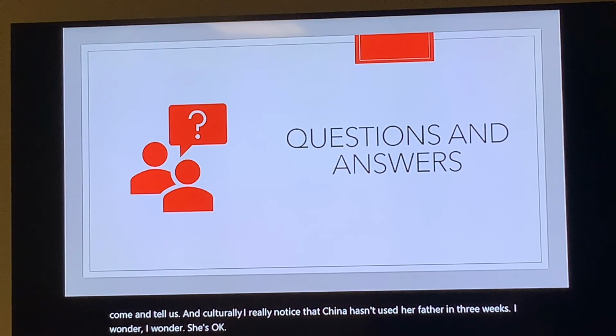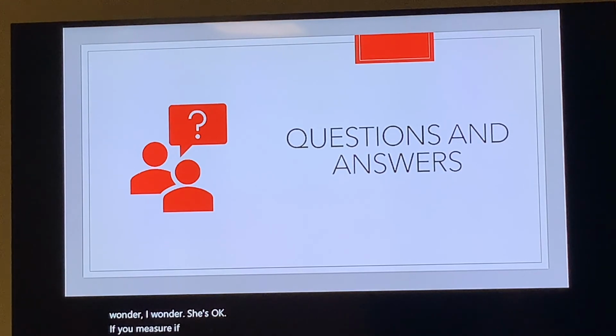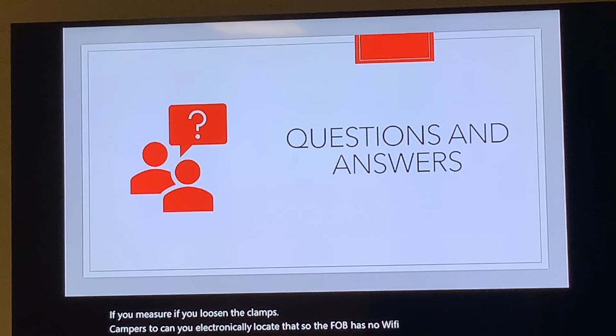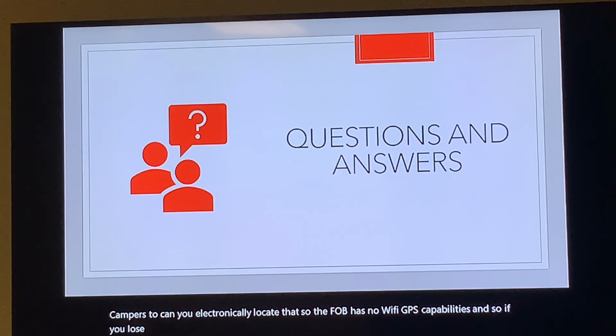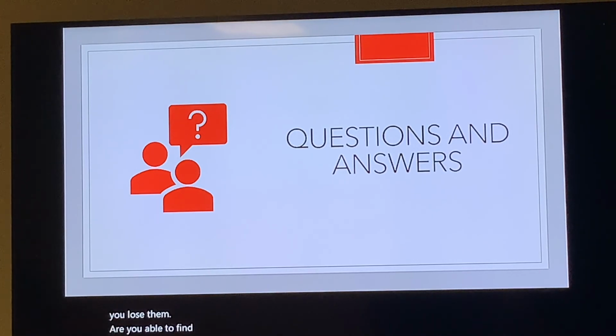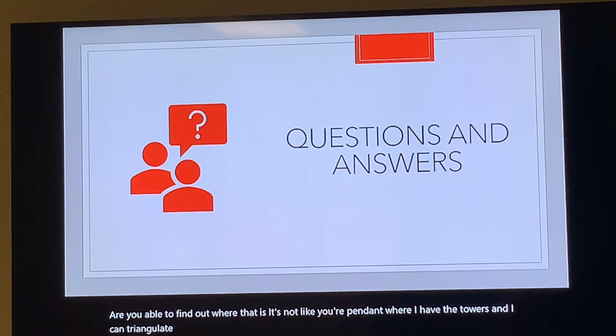If you lose the fob somewhere on campus, can you electronically locate that fob? The fob has no Wi-Fi or GPS capabilities, so if you lose it on campus, I'm not able to find out where that is. It's not like your pendant, where I have the towers and I can triangulate exactly where your pendant is. The fob doesn't have that capability.